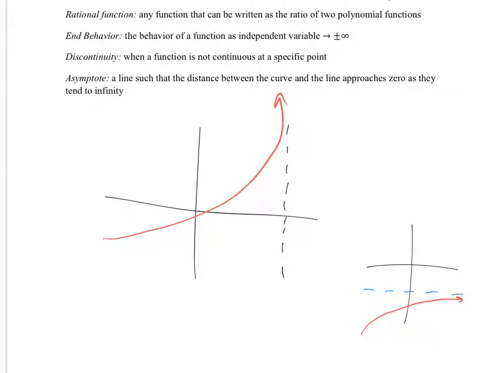And the red line is the curve in the definition of that, right? So the distance between the curve and that asymptote, or that line. This is the curve and this is the line. The distance is getting smaller and smaller and smaller, but they're never going to get close enough to touch.